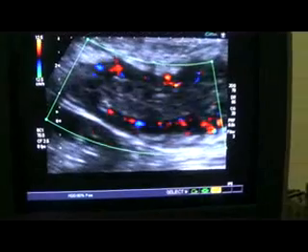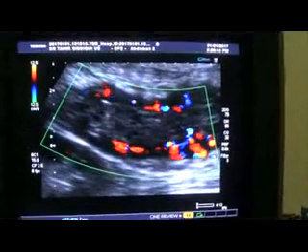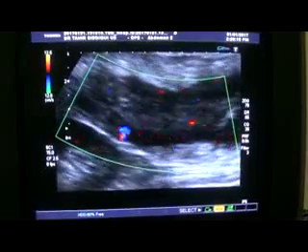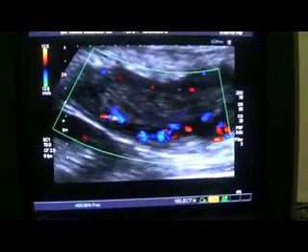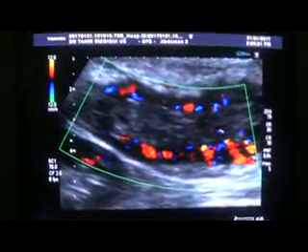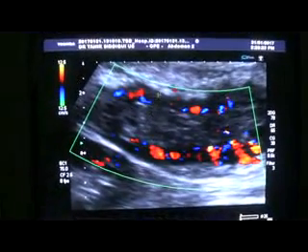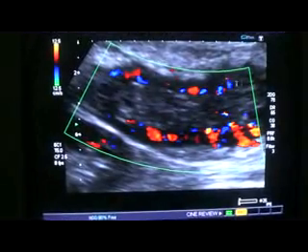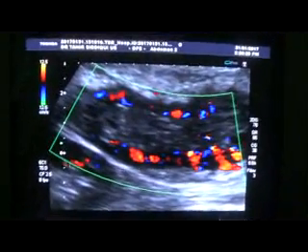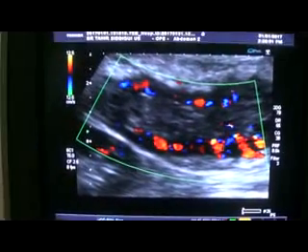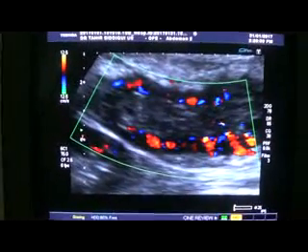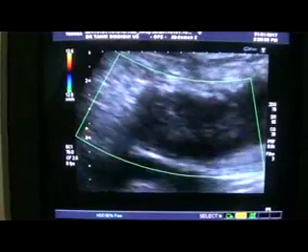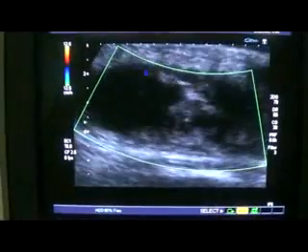Vascularity can be seen within the wall. See, this is the bowel, and this is the wall, and the wall shows hypervascularity throughout.